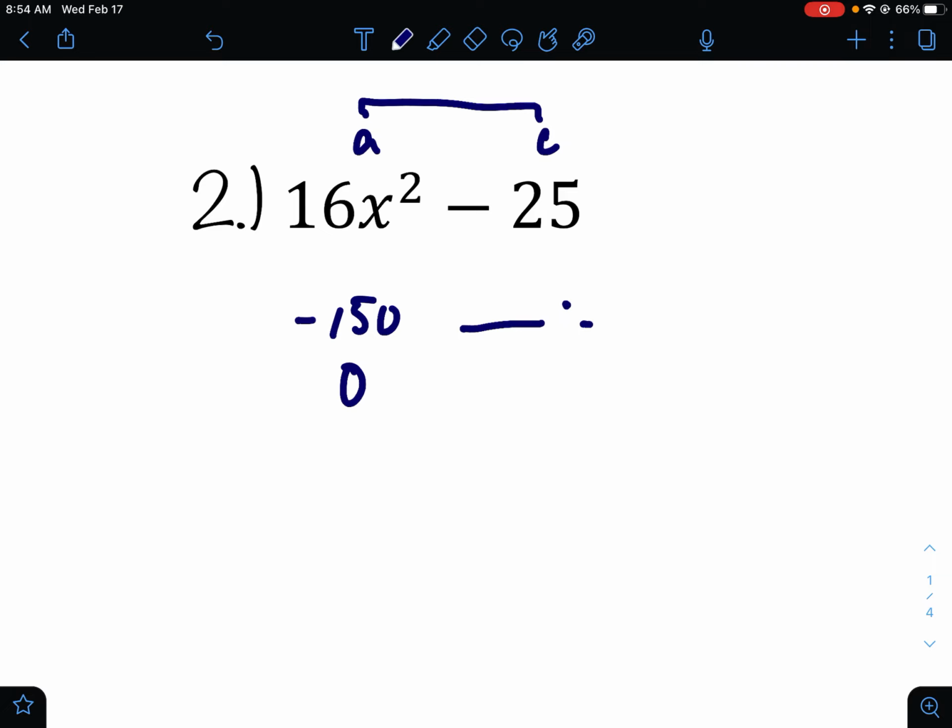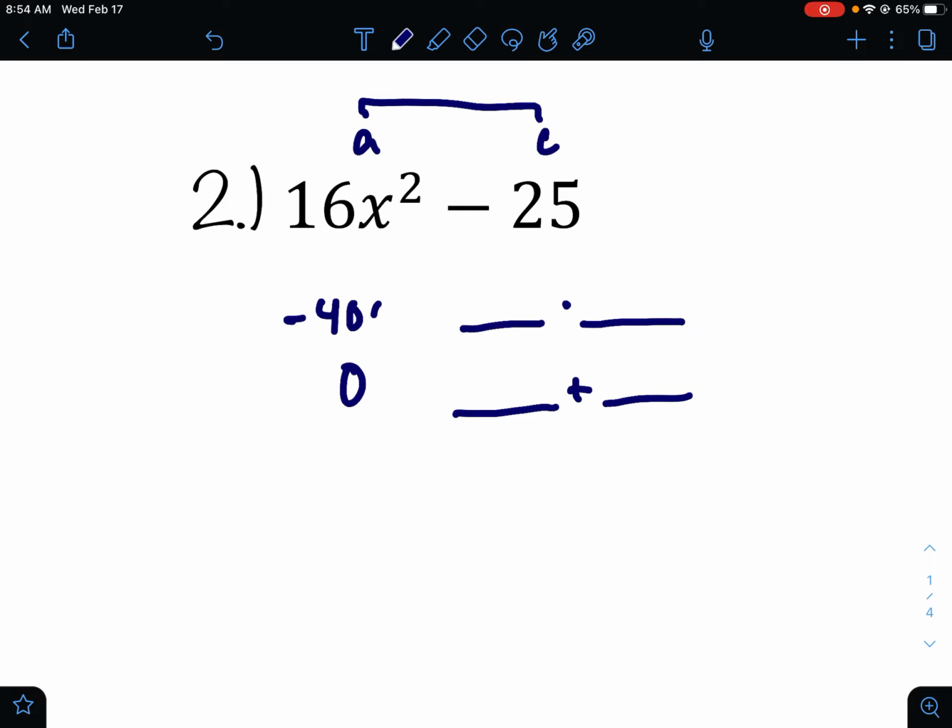So the goal here is to find two things that multiply to be negative 150 and add to be 0. The trick here, because it adds to be 0, obviously it's going to have to be the same number. And I think I did that wrong. 16 times 25 is not 150, it's 400.